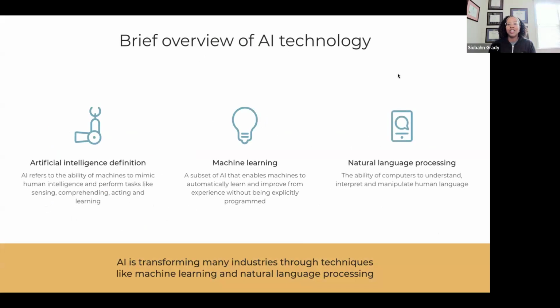All right, so we're going to start with a brief overview of what AI is, because we are not sure what everybody's familiarity is. When you think about artificial intelligence, you can just think of a basic definition: machines mimicking our human intelligence. They're able to perform tasks like sensing, comprehending, acting, and learning. A lot of what we use or see every day is something that's not on the slide, called narrow AI, which uses machine learning, a subset of artificial intelligence that enables machines to learn and improve from experience.